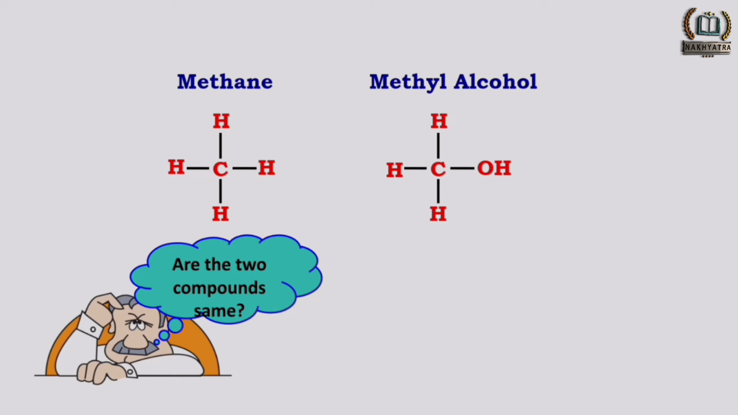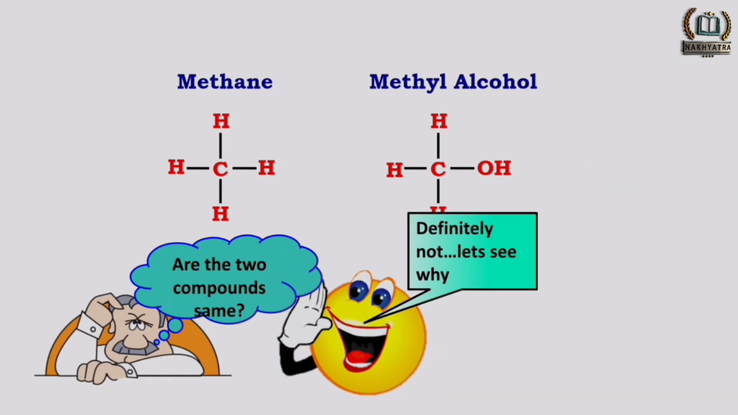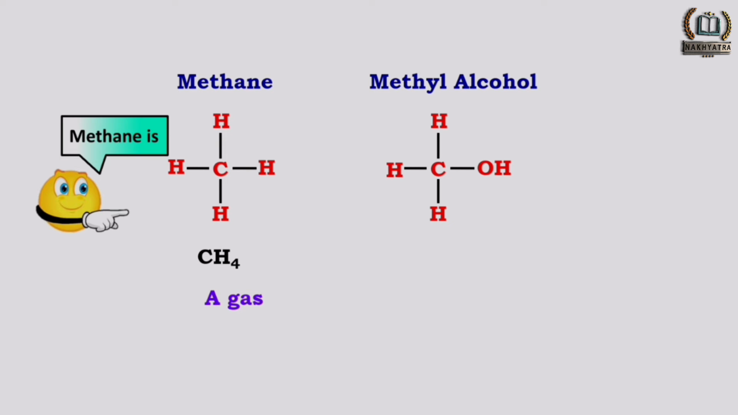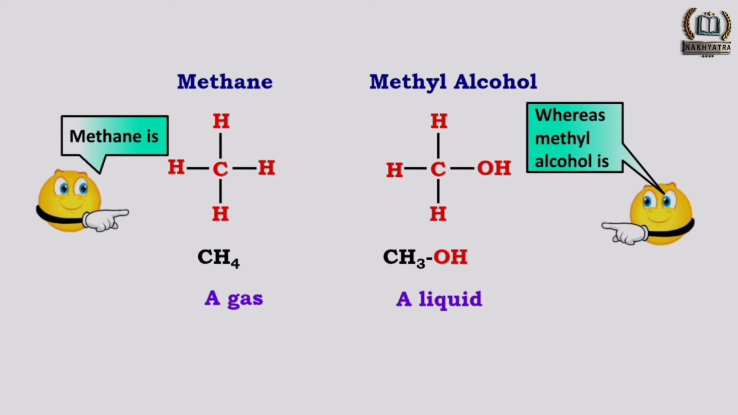Now, are the two compounds the same? This methane and methyl alcohol, can you guess whether they are the same or not? Definitely not. Now let's see the reason why. Methane is a gas. Usually we can find methane in cow dung. The gas present in cow dung is methane. Whereas methyl alcohol is a liquid. So it is completely a different state. Methane is a gas and methyl alcohol is a liquid, so they are not the same.